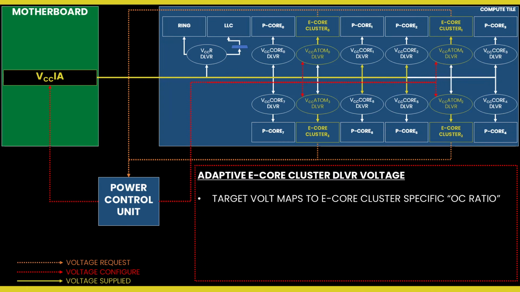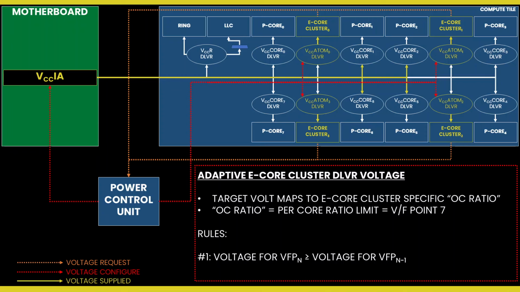In adaptive mode, the target voltage is mapped to the E-core cluster's OC ratio. Each E-core cluster has its own OC ratio, which is defined by its per-core ratio limit. This also matches the E-core cluster VF7. You can configure the adaptive voltage and the OC ratio to any value. However, multiple rules enforce what ratio and voltage is actually set.